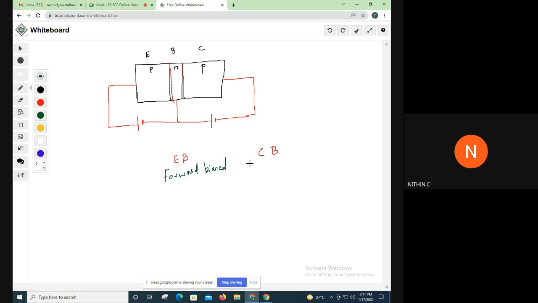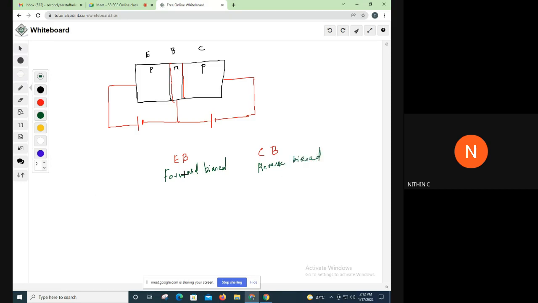What about the biasing of the collector base junction? How is it biased? Yes, it is reverse biased. How can you say that it's reverse biased? Because the negative terminal is connected to P. In this case, the positive terminal is connected to P. If P is connected to the positive terminal, it is forward biased. If the P type is connected to the negative terminal, it is reverse biased. We can say the collector base junction here is reverse biased. I'm saying about this figure particularly.